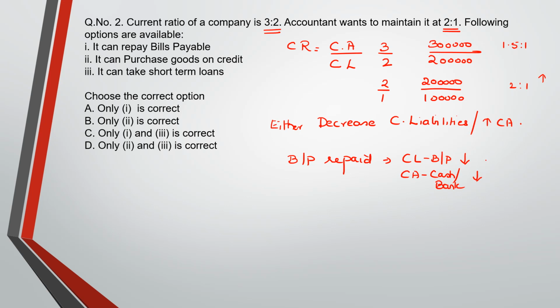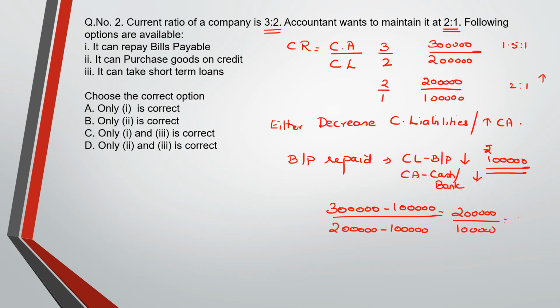Now let us take an amount. Say suppose 1 lakh of bills payable is being repaid. Then what happens? Your existing current ratio is 3 lakh to 2 lakh for the 3:2 ratio. So if you reduce it, of the 3 lakh of current asset, 1 lakh has gone out because of reduction in cash and cash equivalent in the form of cash or bank balance, and the 2 lakh of current liability is reduced by 1 lakh because bills payable is paid off. That gives you 2 lakh and 1 lakh, and you get 2 is to 1. So this is the right answer. It can repay bills payable.